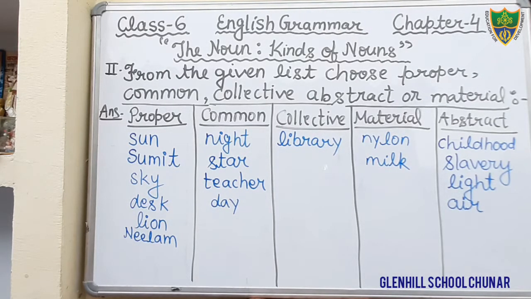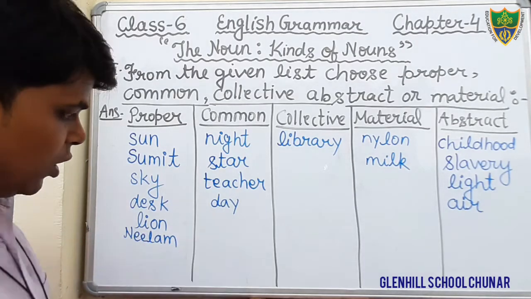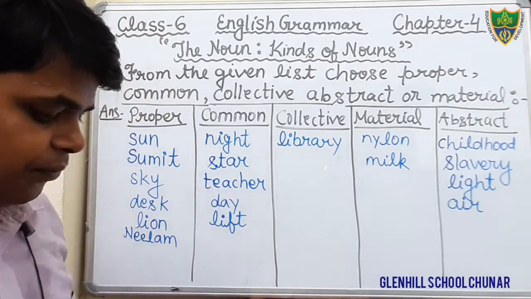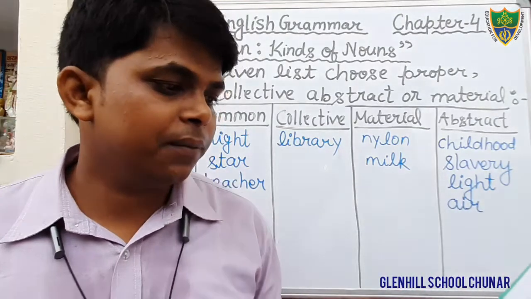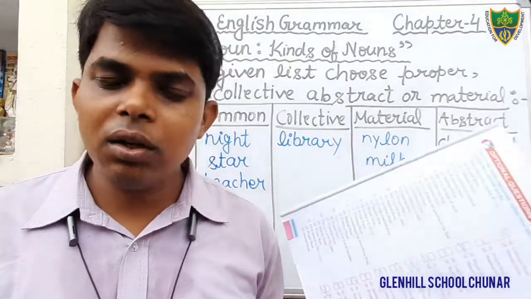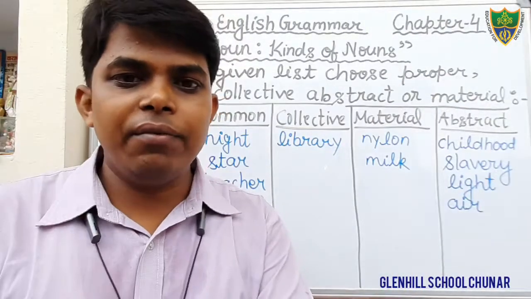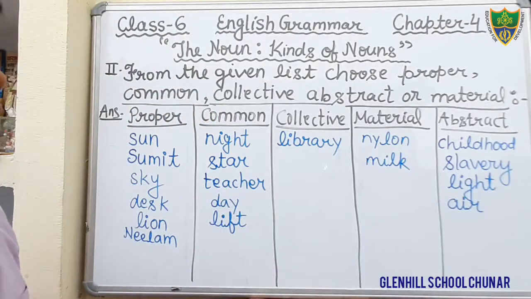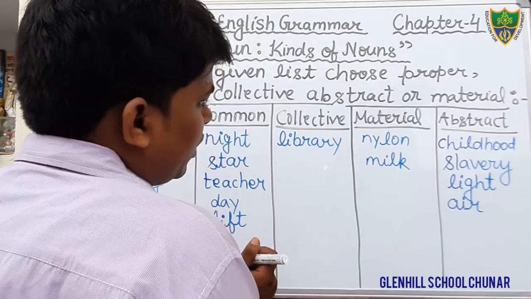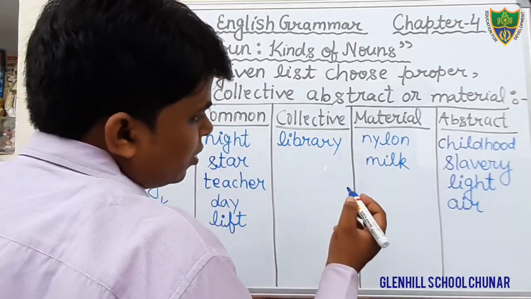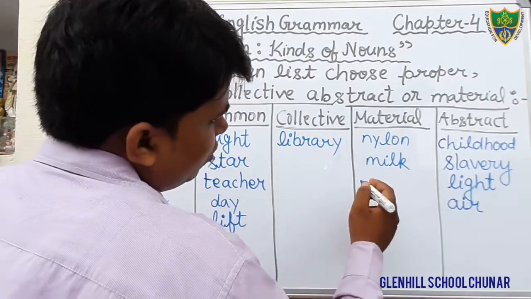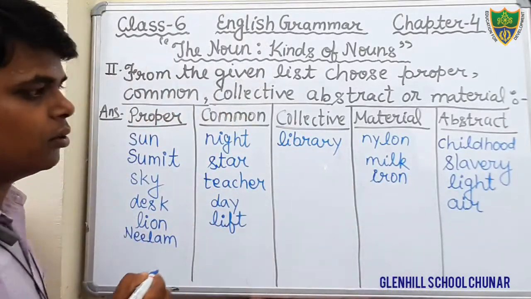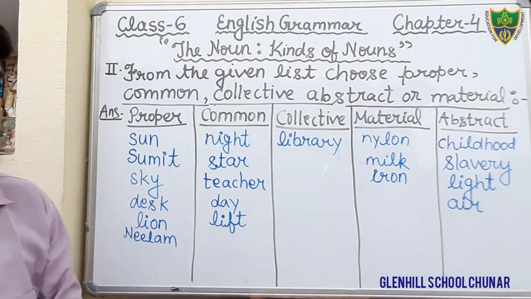Next question. Lift. Lift is your common noun. The word lift is common noun. Next, iron. Iron is a kind of material by which we can make so many things. Okay? We can make weapons. We can make other instruments. So that is material noun. Iron. I-R-O-N. Okay? So just write down iron.